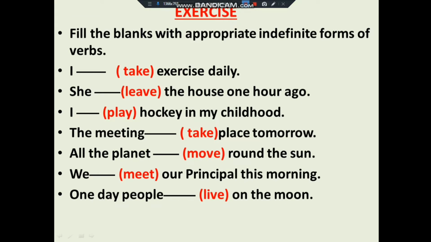Now children, one exercise is there on your screen. So fill in the blanks with appropriate indefinite forms of verbs. As you know, you have to send your answers. So text your answers, or you can send voice messages also. Read the sentences very carefully, and you have to fill indefinite forms, means present indefinite, past indefinite or future indefinite.